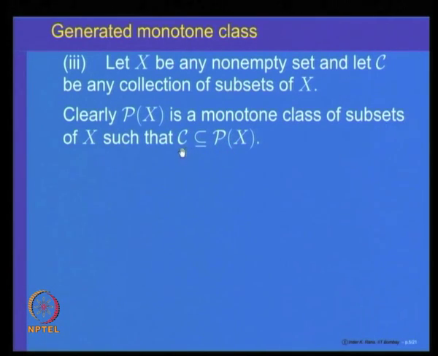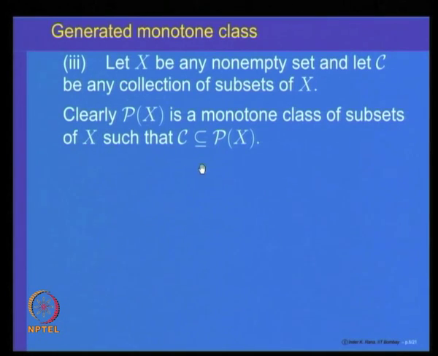So, given any collection C of subsets of a set X, it is always included in a collection, namely the power set of X, which is a monotone class. So, given a collection, there always exists a monotone class of subsets of X including it, but this is too large. We want to have the smallest monotone class including C, whether such a thing exists or not.